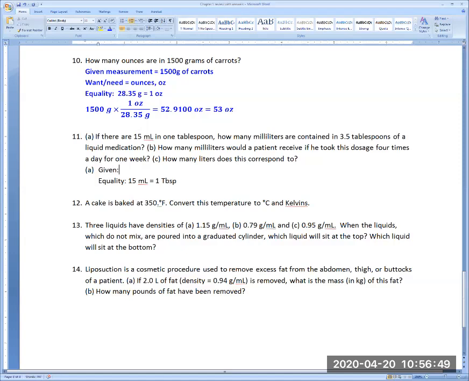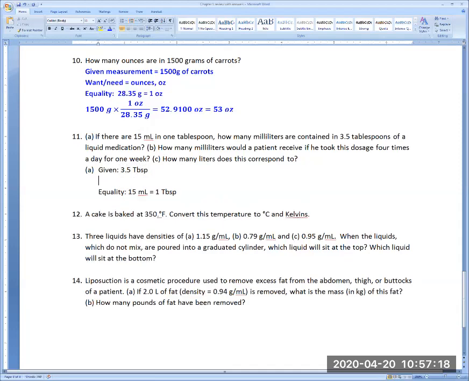So then what is the given measurement? Yes, 3.5 tablespoon. That's what is given. You have 3.5 tablespoon of liquid medication and you wonder how many milliliters you have. So what we want or need is milliliters, right? How many milliliters? So we have 3.5 tablespoon, we want to find how many milliliters that is, and the equality is 15 milliliters equals 1 tablespoon.